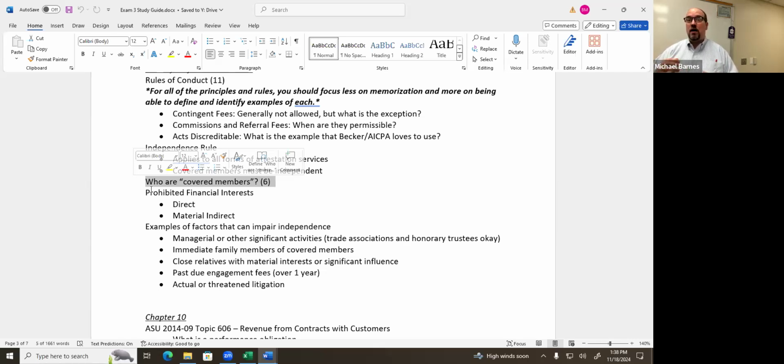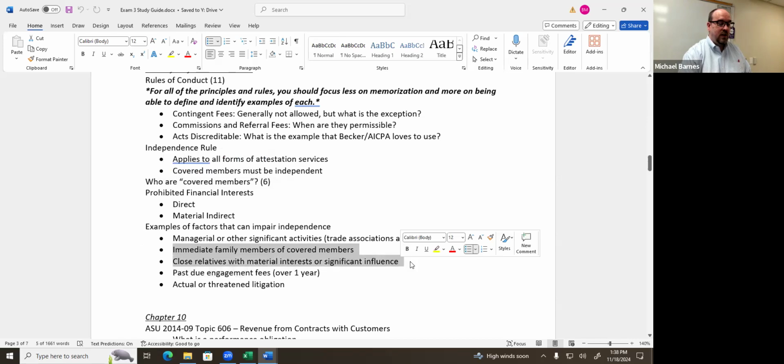There are people who are not covered members that have to follow the rules for covered members. So who are some examples of those? Immediate family members of covered members and close relatives, material interest, or significant influence. Those are people who are not covered members, but they still have to follow the rules of covered members. So if I ask you a question on the exam, I won't just specifically say, who's the covered member in this scenario? I'll ask you who has to follow the rules of covered members, which includes all of those.